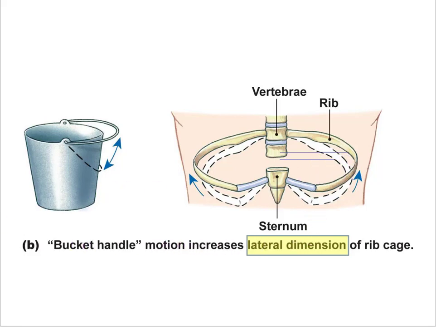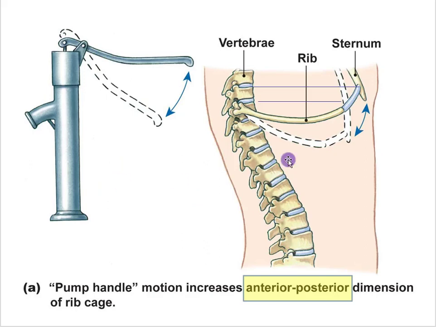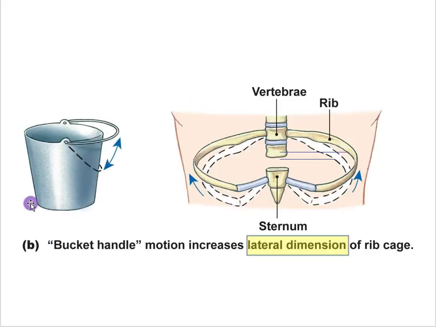Now, keep in mind, both of them happen at the same time. If you were to squeeze in from the outsides, then you're not going to allow this bucket handle motion to occur, but you're also going to prevent the pump handle motion from occurring. If you sit on somebody's chest when they're lying down, you're obviously going to restrict A to P expansion, but you're also going to restrict lateral expansion as well.